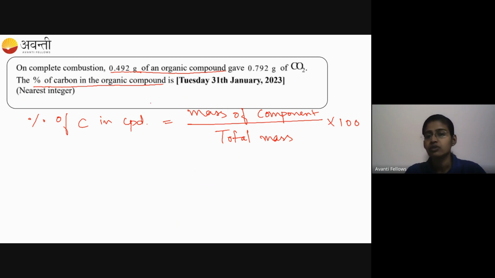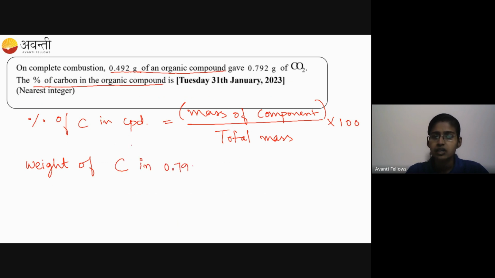So what we have to do? We have to find out the mass of carbon, or I can say the weight of carbon. So the weight of carbon in 0.792 gram of carbon dioxide will be equal to the atomic mass of carbon divided by the molar mass of carbon dioxide, which is 44, into 0.792. So this will give 0.216.